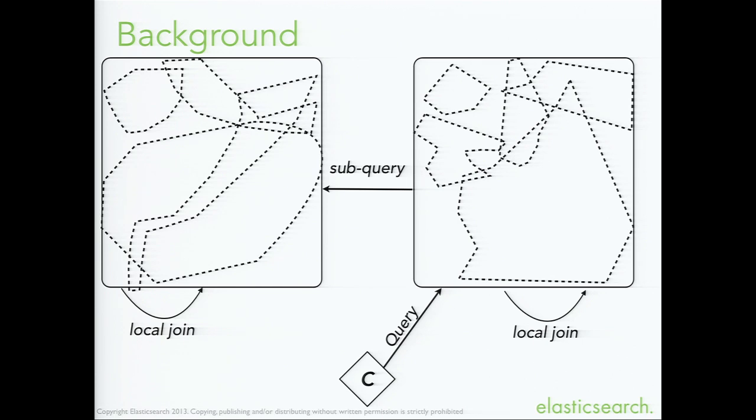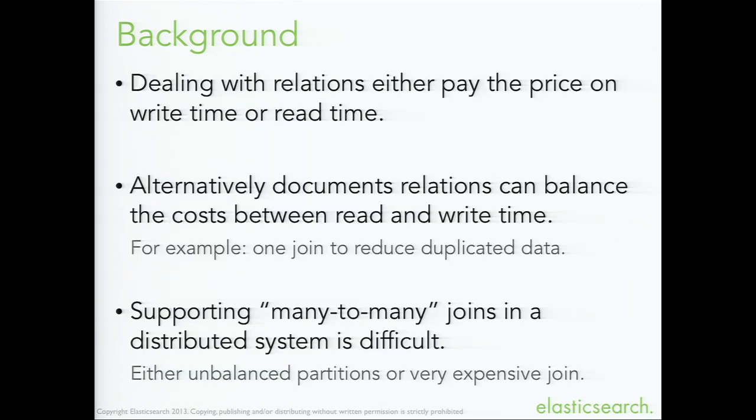But there's something to remember: you will always need to de-normalize, but how far do you need to de-normalize? That's the question, and you need to find the right balance. What do you want to keep, what do you want to join at query time, and what do you want to join at index time, basically. So dealing with relationships, you either pay the price upfront during indexing or during search time, and with document relations, we try to find a middle ground.